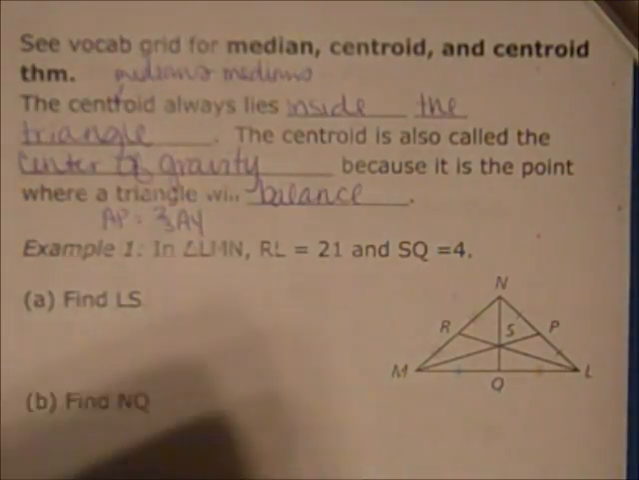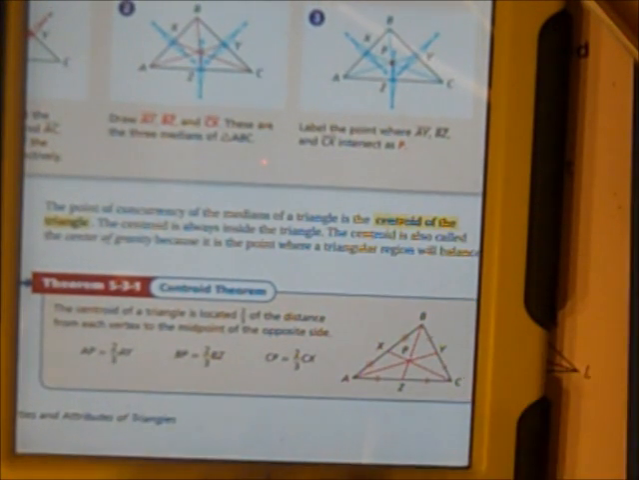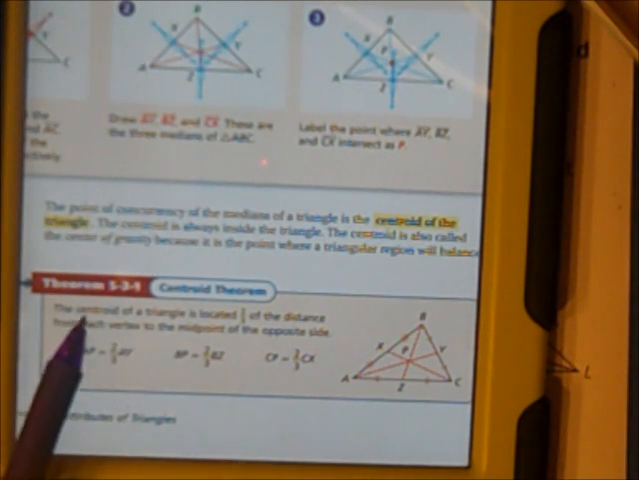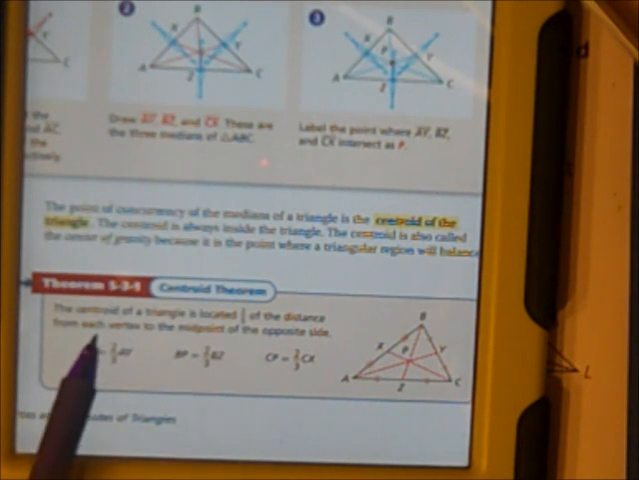Okay, so let's look at the centroid theorem to see what's going on here. Here you can see that we have the three medians. We have B going down to Z, C going across to X, and A going across to Y. These three medians are all running into each other at point P. So P is the centroid of this triangle ABC. What the centroid theorem says is the centroid of a triangle is located 2/3 of the distance from the vertex to the midpoint. How I say to remember it is 2/3, 1/3.